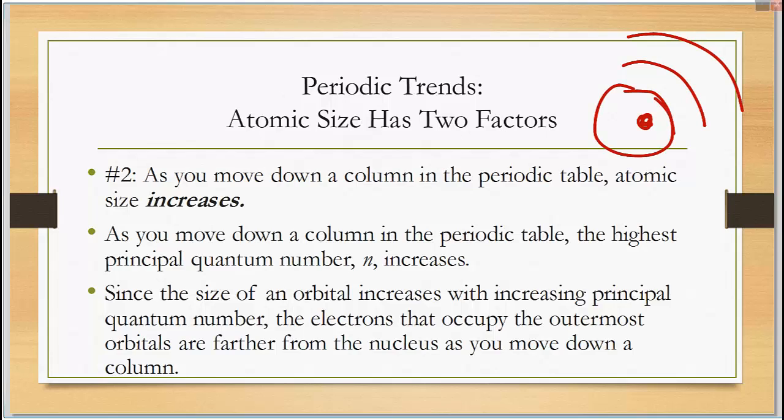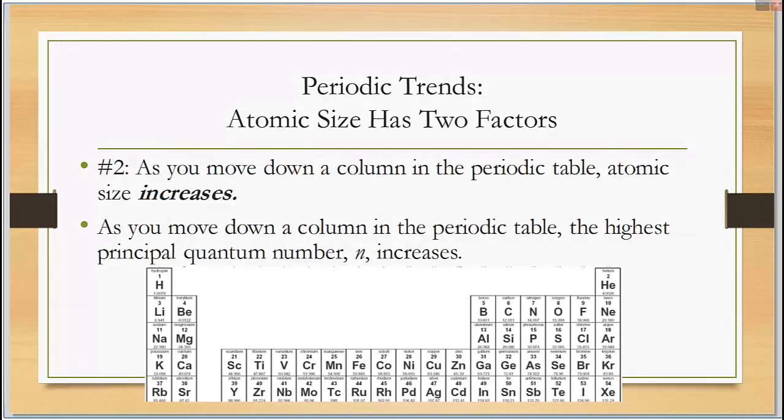Since the size of the orbital increases with the increasing principal quantum number, the electrons that occupy the outermost orbitals are farther from the nucleus as you move down the column. So as you move down the column, the atomic size increases. The highest principal quantum number increases: 1, 2, 3, 4, we're getting further and further out.